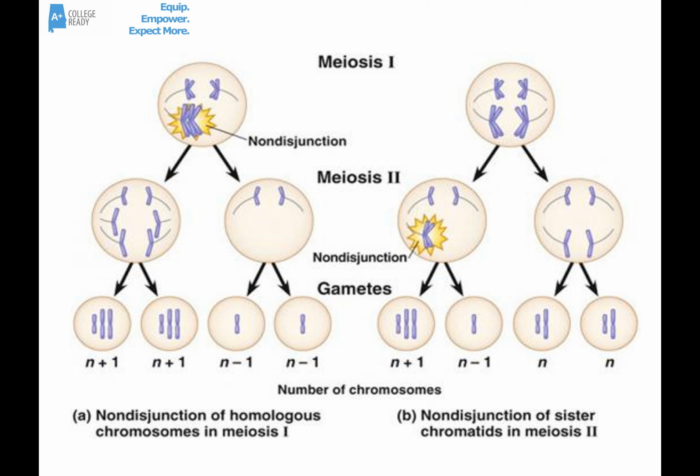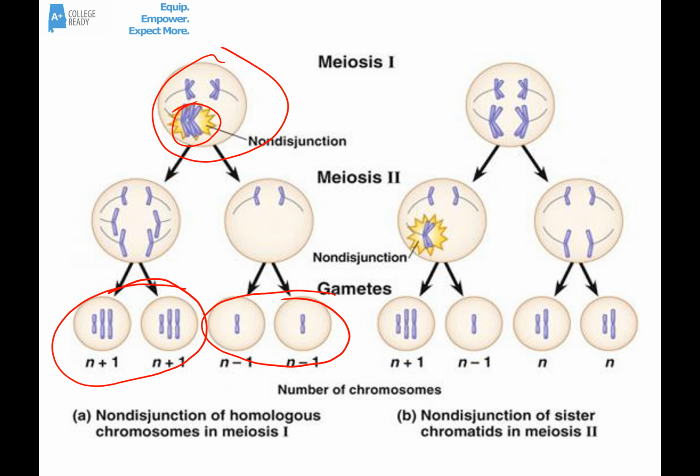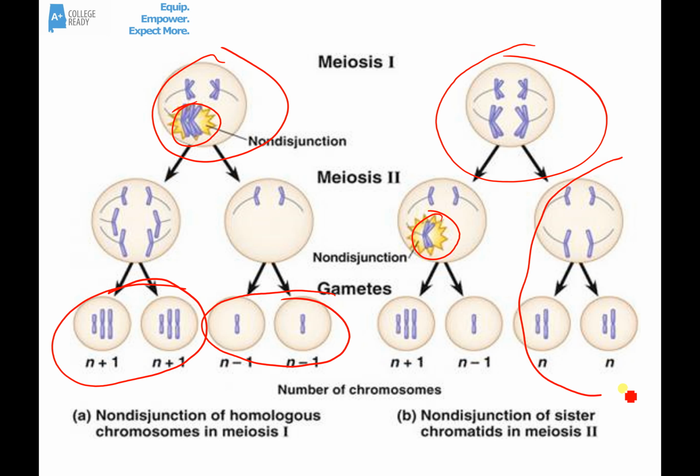Here we can see non-disjunction happening. So in this case, the problem happens in meiosis 1, where this pair of chromosomes doesn't separate correctly. So these cells end up with one extra chromosome, and these cells end up with one missing chromosome. Here, meiosis 1 happened correctly. The problem happens in meiosis 2, where this bivalent chromosome doesn't separate correctly. So all of these end up with the normal number of chromosomes, the haploid number. This one ends up with a missing chromosome. This one ends up with an extra chromosome.